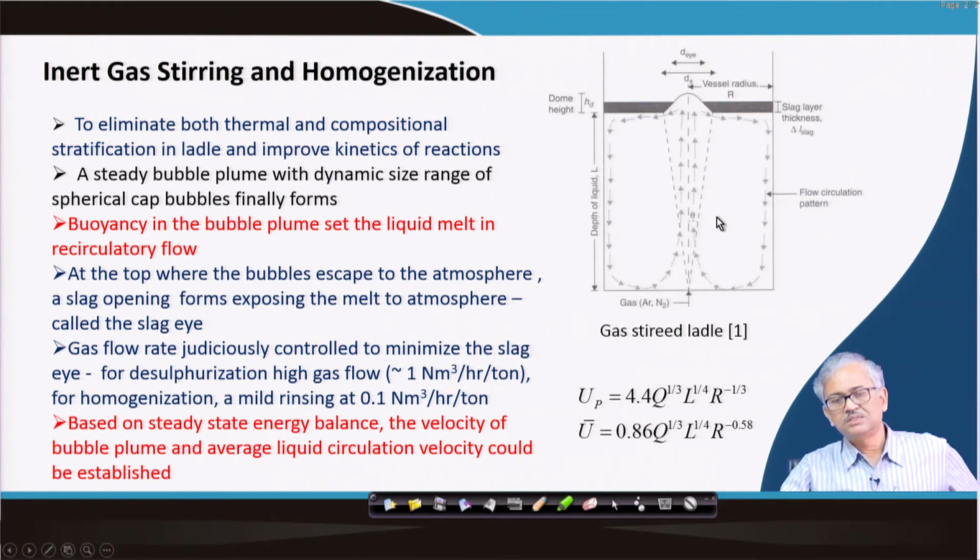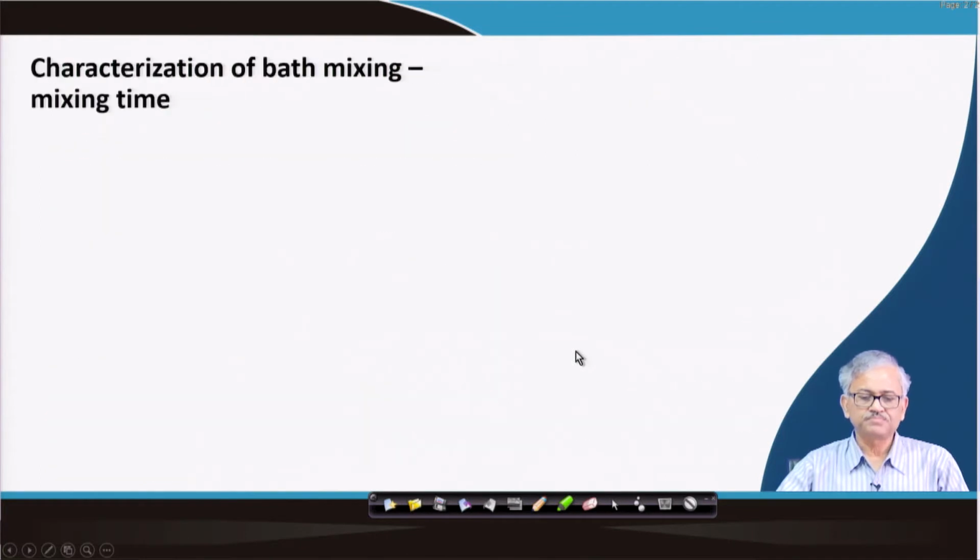But conversely, if you have a wider pool, that is, if the diameter or the radius increases, in that case you can have a lesser velocity, both for the plume as well as the liquid velocity. Okay. So this can be estimated from this equation, and these are quite reliable correlations. So this way you can calculate this velocity.